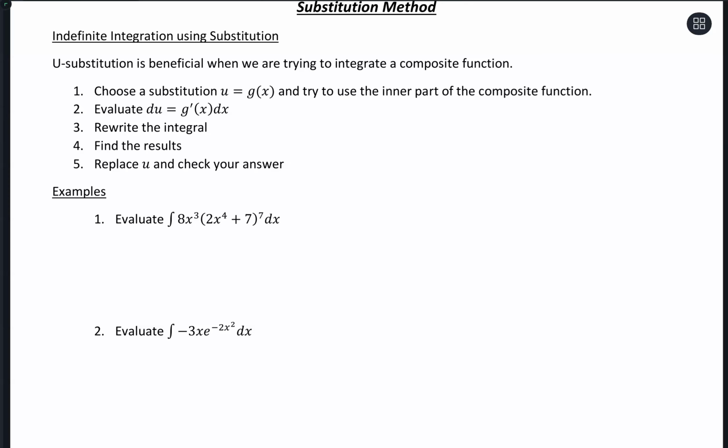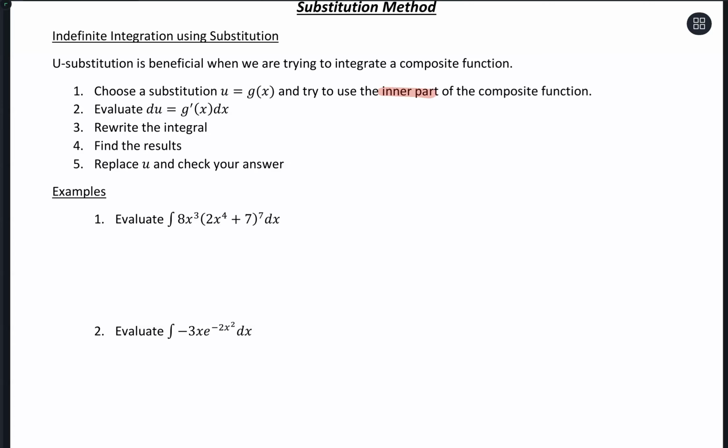So when we're working with composite functions and trying to take the antiderivative, what we're going to need to use is something called the substitution method. This can take some practice in terms of identifying what pieces we want to work with, but the best piece of advice is that when we make this substitution for some variable u, we want to look for the inner part of a composite function.